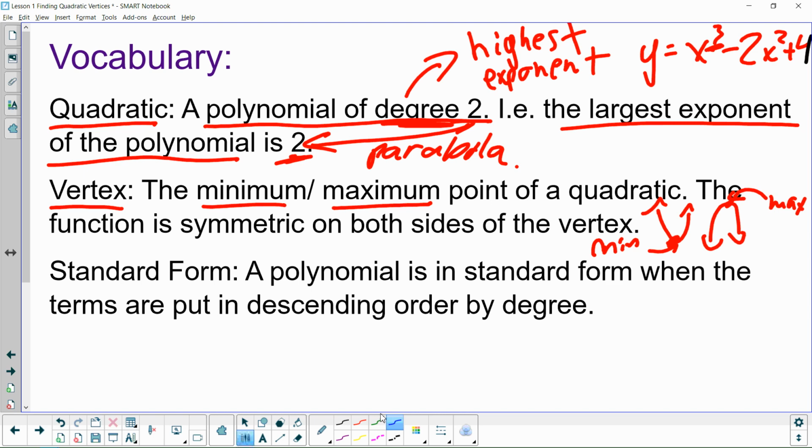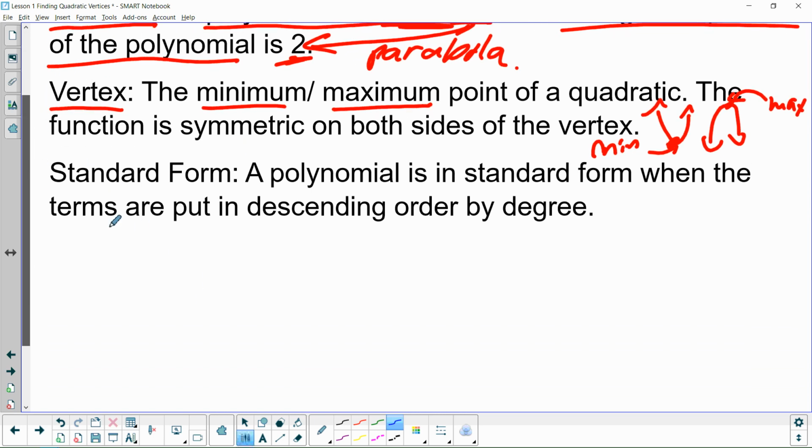Okay. The last vocab word you need to know is standard form. And I know your teachers have been harping on you about standard form since you were in like 3rd grade. But just in case you were traumatized by Miss Brown, I'll teach it to you again, just in case you didn't like your 3rd grade teacher. So standard form is when a polynomial is just put in descending order by degree.